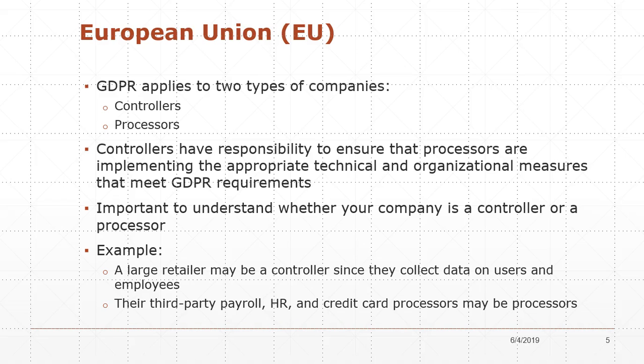So the GDPR applies to two types of companies, the controllers and the processors. Controllers have the responsibility to ensure that the processors are implementing the appropriate technical and organizational measures that meet the GDPR requirements. It's important to understand whether your company is a controller or a processor. So, for instance, a large retailer may be a controller since they collect data on users and employees. Their third-party payroll, HR, and credit card processors may, in fact, be classified as processors under GDPR.